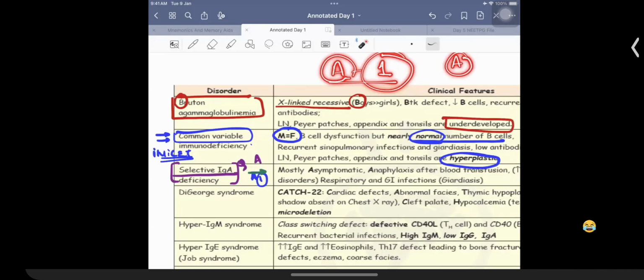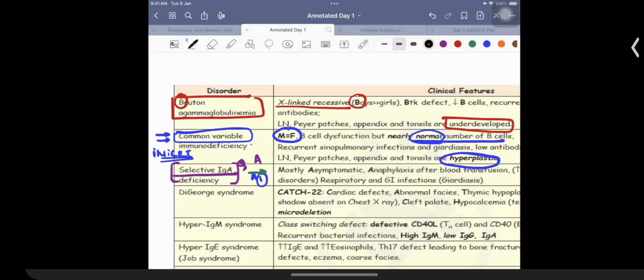Some people can have development of life-threatening allergy or anaphylaxis after blood transfusion. So it is mostly asymptomatic, but people can have a development of life-threatening anaphylaxis after blood transfusion. Right? That is what you need to remember. To reduce anaphylaxis, yes, you can use washed RBCs. That is true, Anukriti. Selective IgA deficiency, however, will not go away by washing the blood.